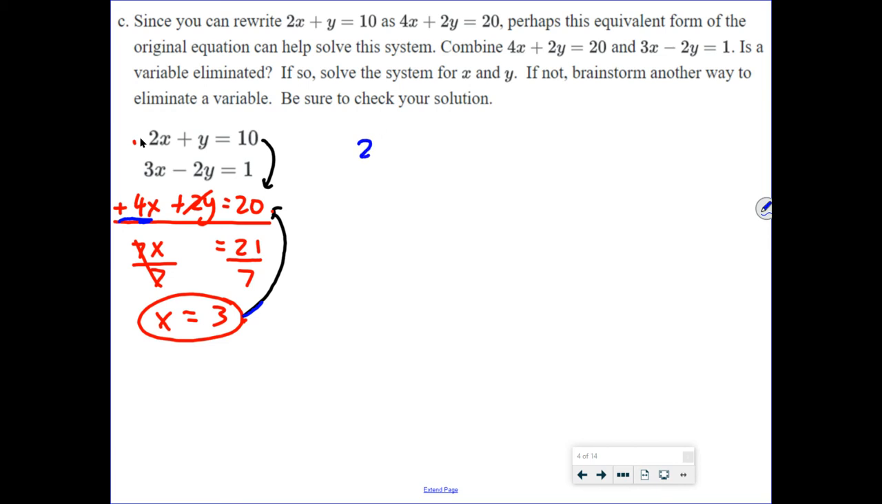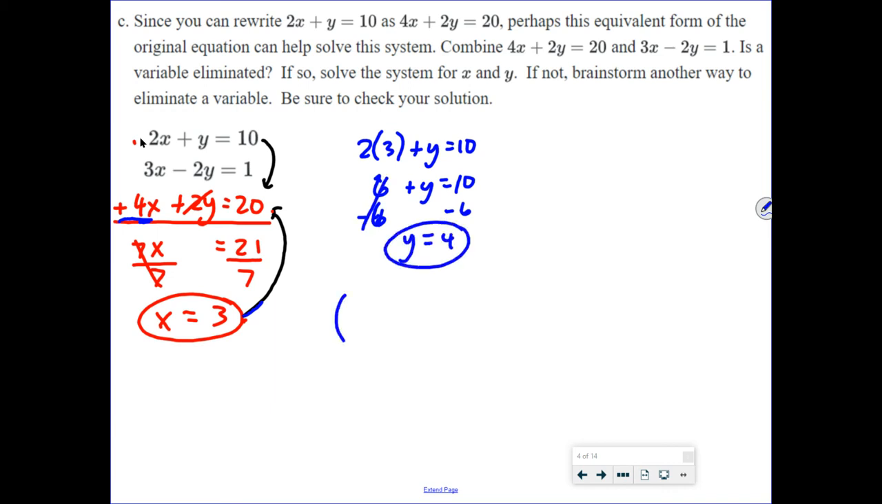Let's go with the top one. 2 times 3 plus y equals 10. That would be 6 plus y equals 10. Subtract 6 from both sides. And I was subtracting already in my head. y equals 4. So my solution is 3, 4.